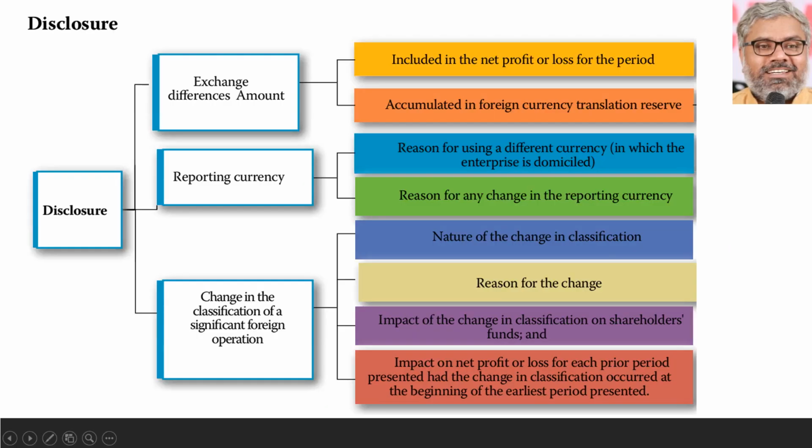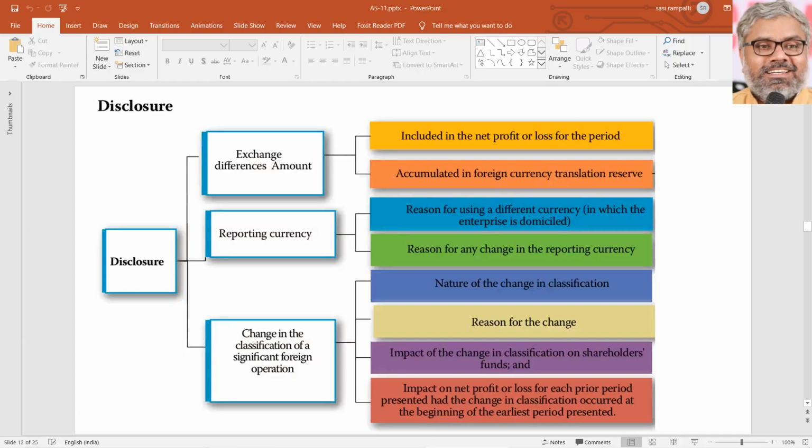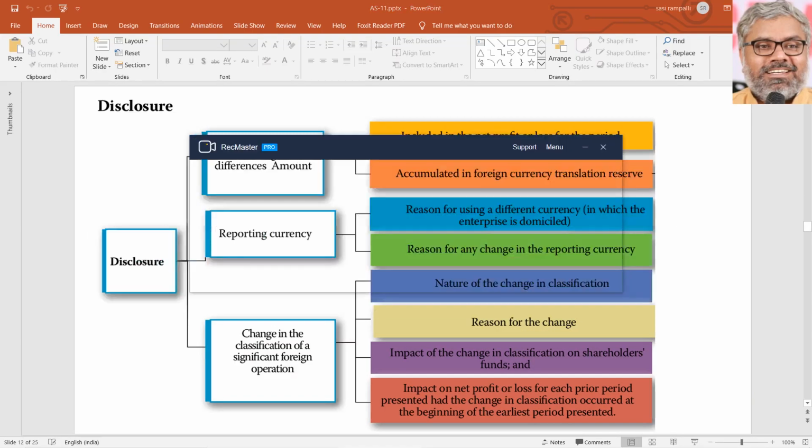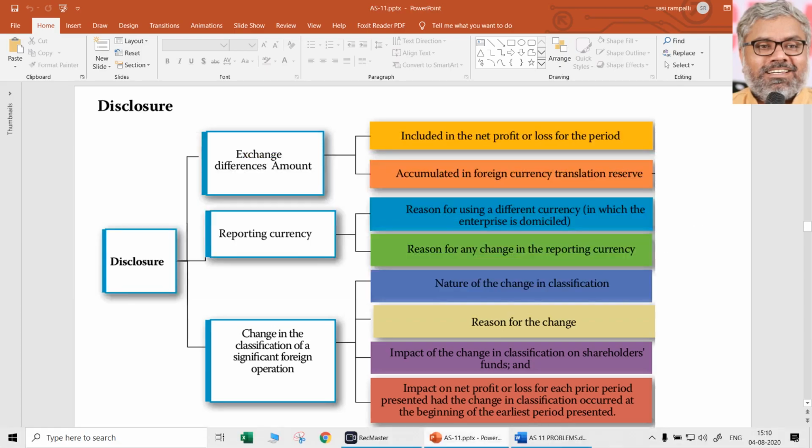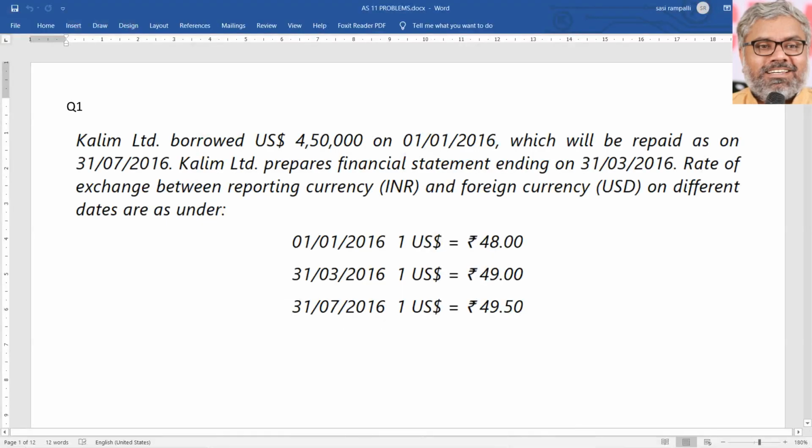So these are the various aspects majorly related to Accounting Standard 11, particularly as far as they are applicable to solving of problems also. Now let us move on to solving some of the questions related to this standard, that is AS 11, starting with question number 1. Kaleem Limited borrowed, you have to read the questions carefully, particularly about currencies. Which currency the amount is denominated in, you have to read it very carefully.